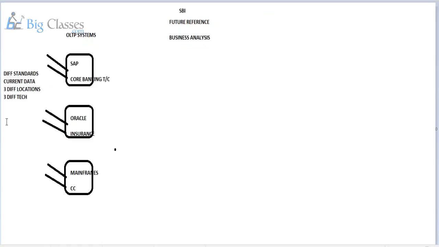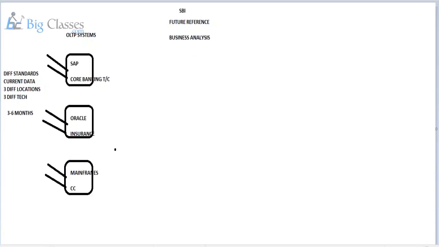What is meant by current data? Basically, only the present data is within the OLTP system, which is the last 3 to 6 months of data. But in order to perform efficient business analysis, the yearly data should be present, which will help us to compare your business across different time periods. So historical data is required.